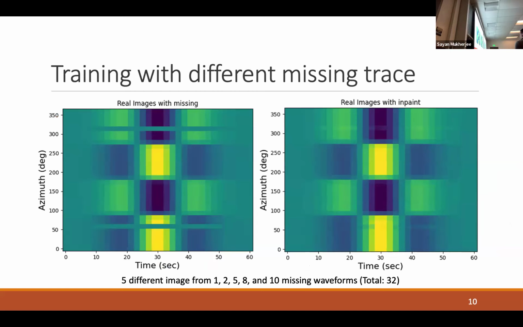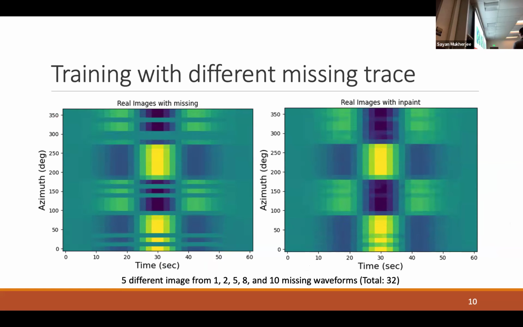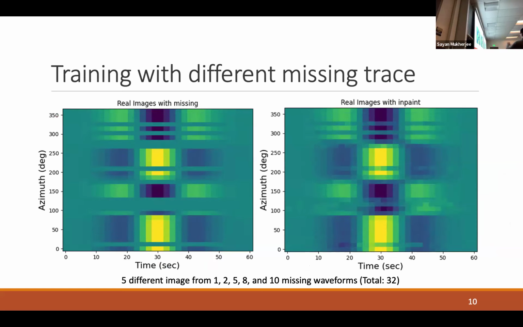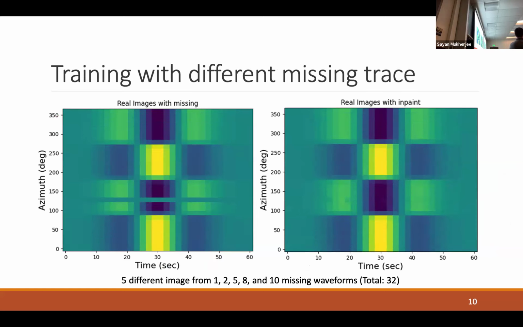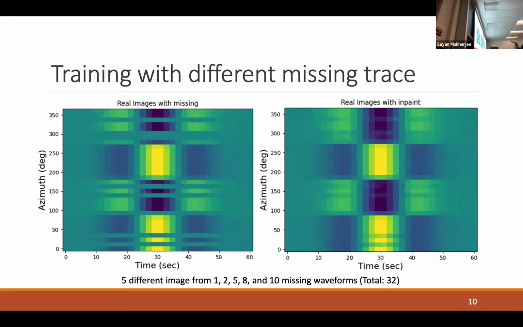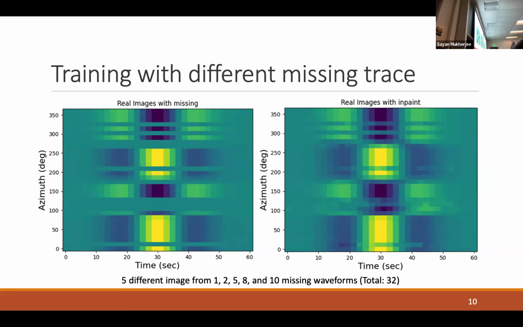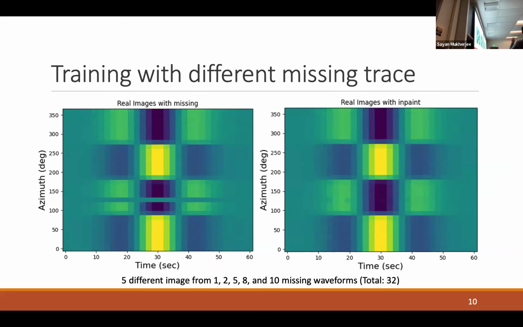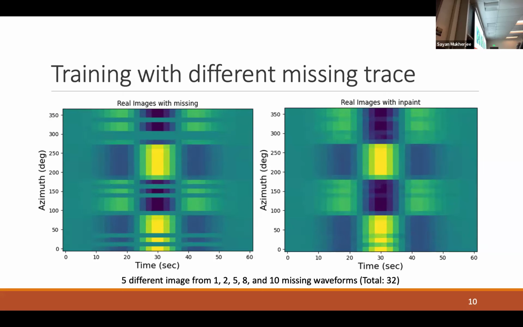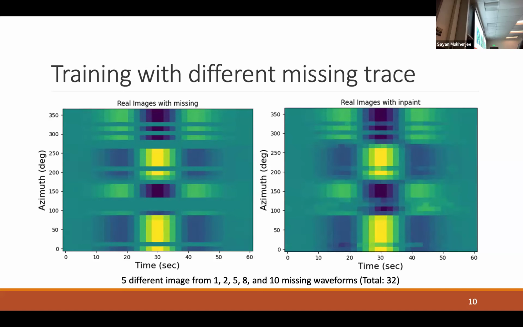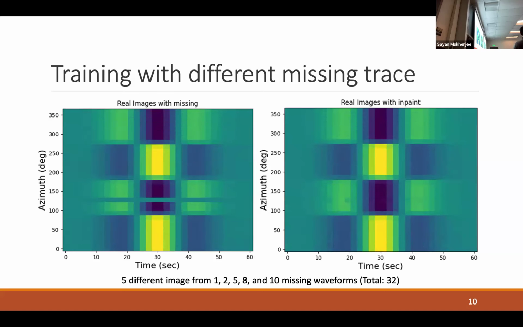The result is shown here. I have 1, 2, 5, 8, and 10 taken-out rows, and I have a total of 32 rows after I compress the image for efficiency. You can see that for 1, 2, and 5, you can fill the missing rows in with the correct polarity and similar amplitude. But as the number of missing rows increases, the prediction of the missing rows becomes poor.